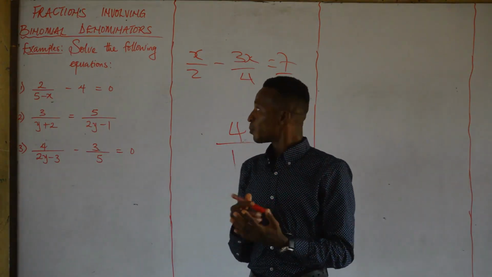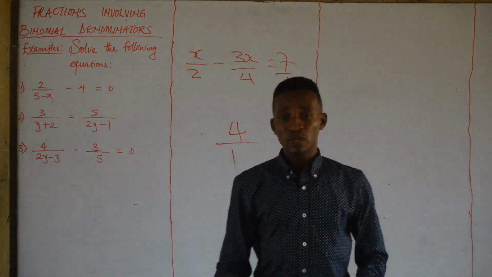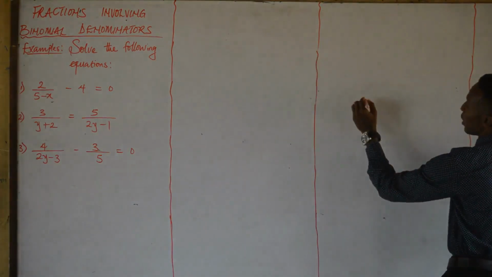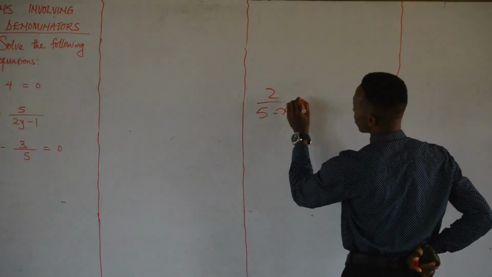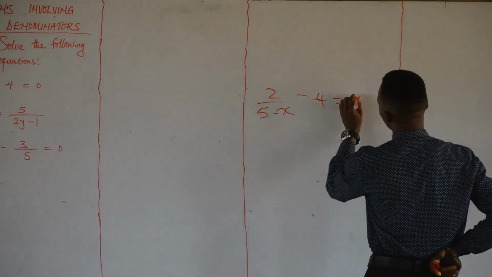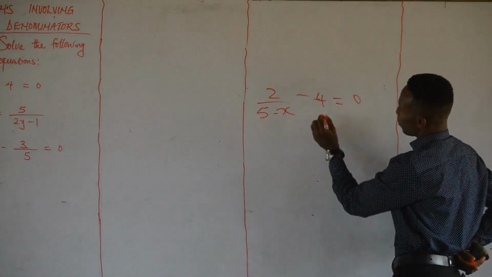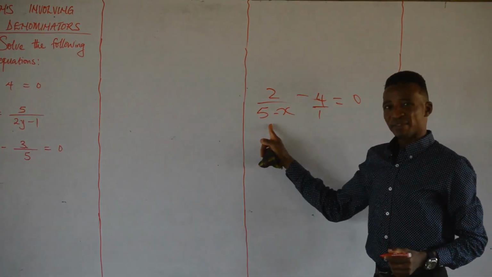Like in this question 1 here, I'm going to solve it in my rough book. Then after solving it in the rough book, we are going to transfer here. Now we have 2 divided by 5 minus x, minus 4, everything equals 0. Now here we are having the LCM as 1 into bracket 5 minus x.